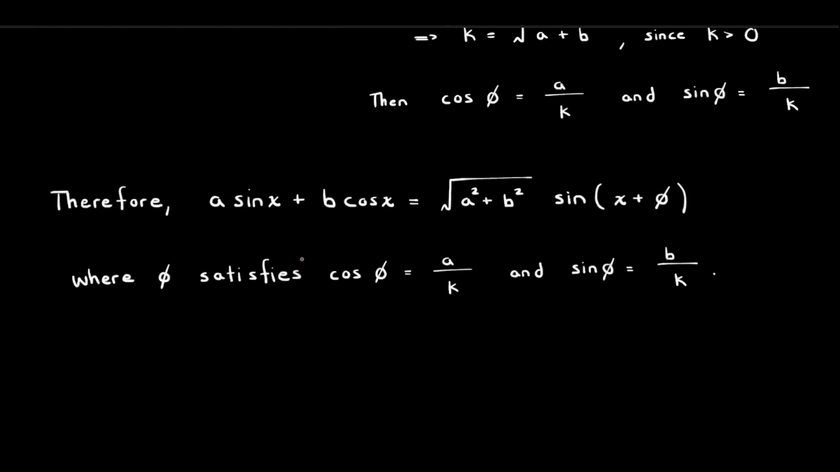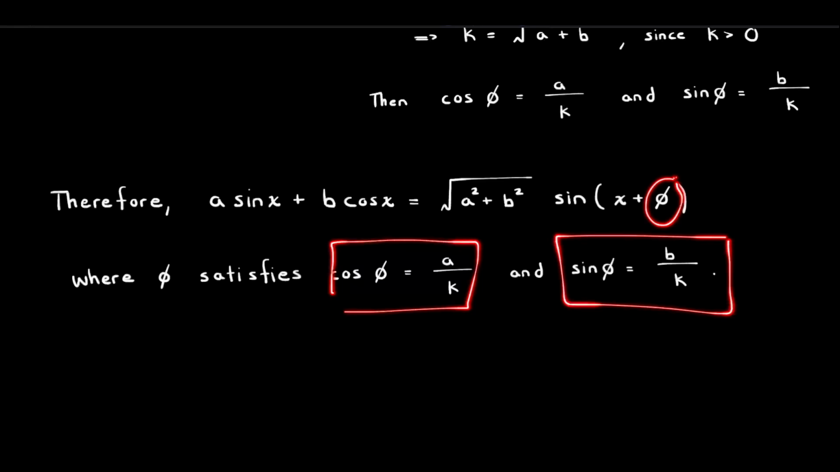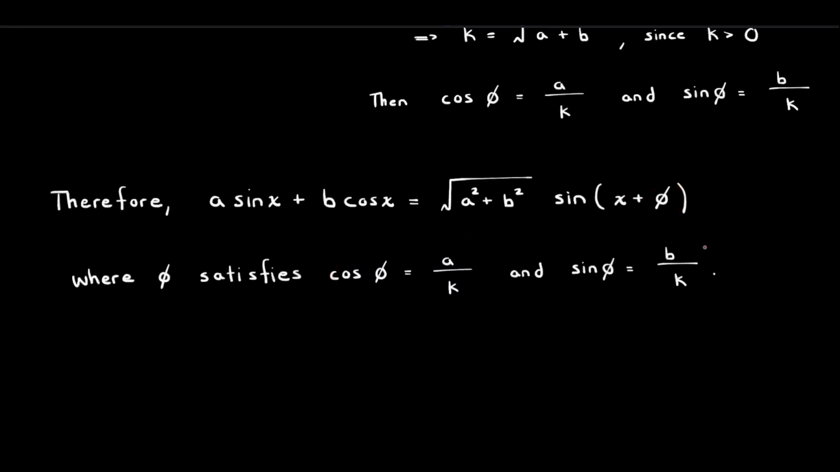But just before we jump into the examples, let's summarize the final conclusion. It turns out that a sin x plus b cosine x can be expressed as your k value, which is just the square root of a squared plus b squared, times sine of x plus phi. And how do you find this phi? This phi needs to satisfy both of these conditions. Okay, so very, very nice. You can do a similar derivation in terms of cosine if you wanted to. It's going to be very, very similar.